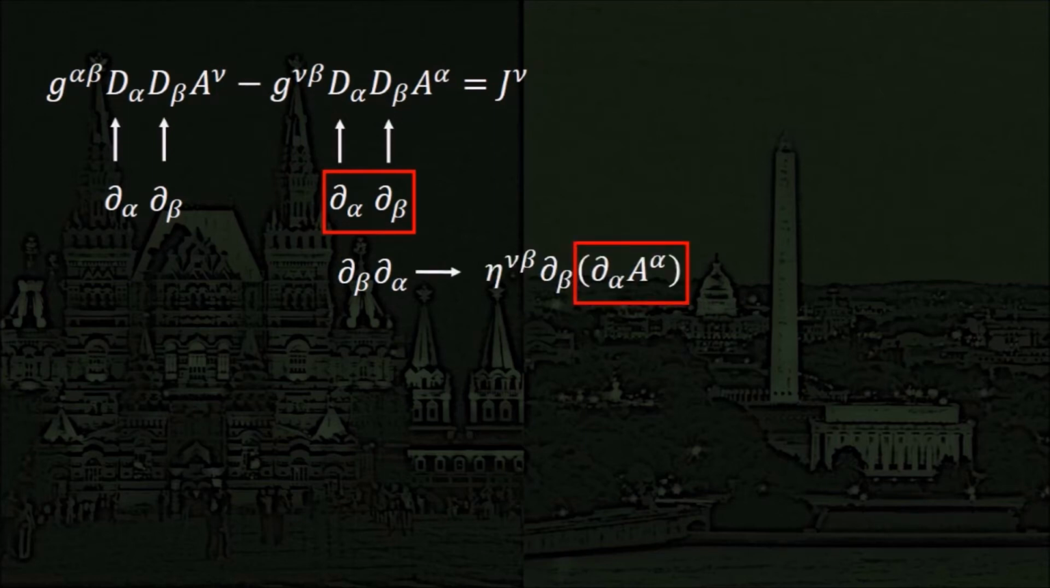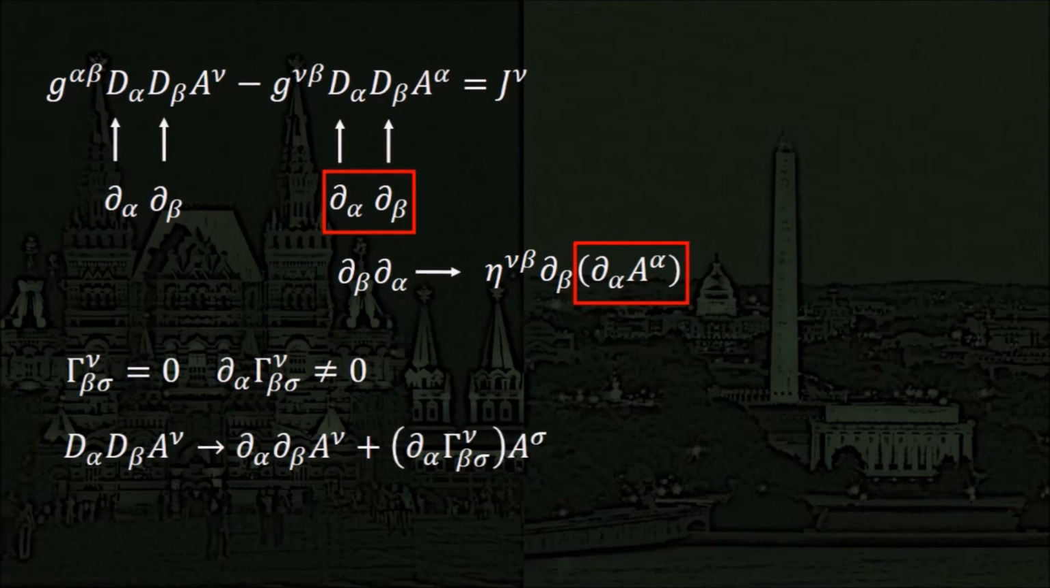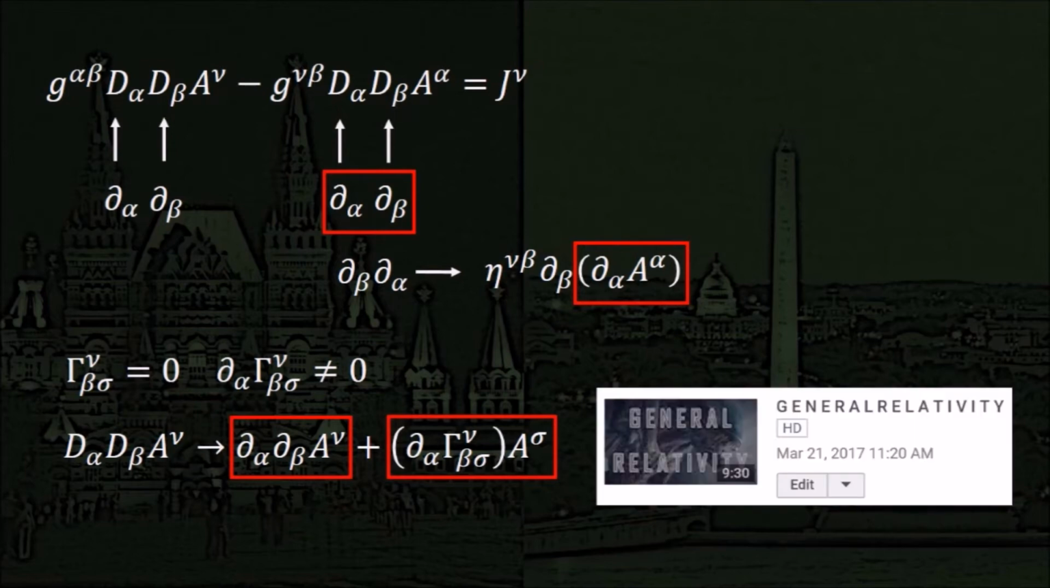However, in a curved spacetime, we can never find such a coordinate system. The best we can do is to find a coordinate system in which the Christoffel symbols are 0, but not their derivatives. This leads to an extra term, in addition to the ordinary second derivative. If you want a more detailed discussion of this, watch my alien-themed video. Okay, let's use the coordinate system where this is true to simplify this equation.